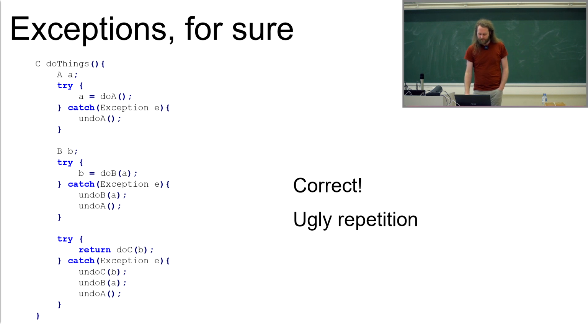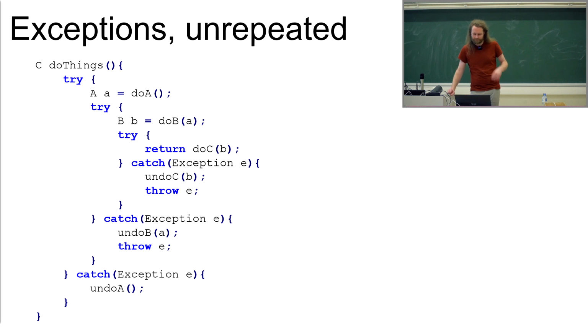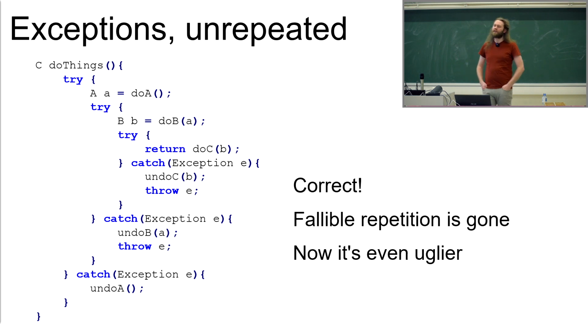So let's try exceptions this time and get rid of the repetition. Wow. So this is still progress, this is correct. And the repetition is gone. So the ability to fail to undo the correct things in the correct order, that's sorted out. It's also even uglier. I would consider this to be what we would call a career limiting move.